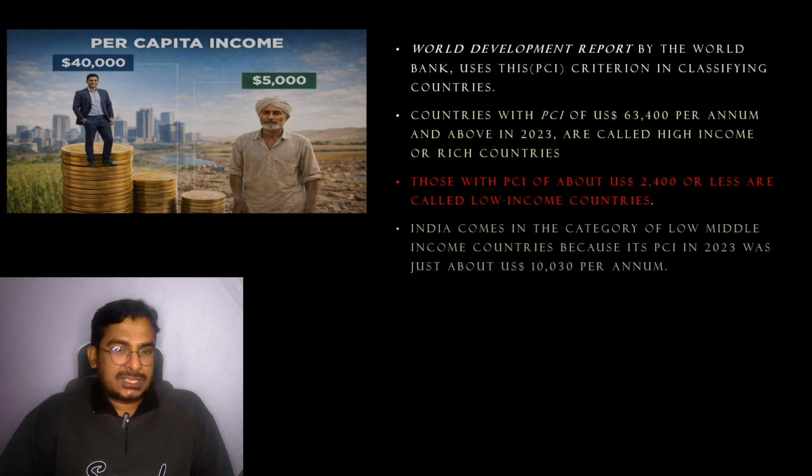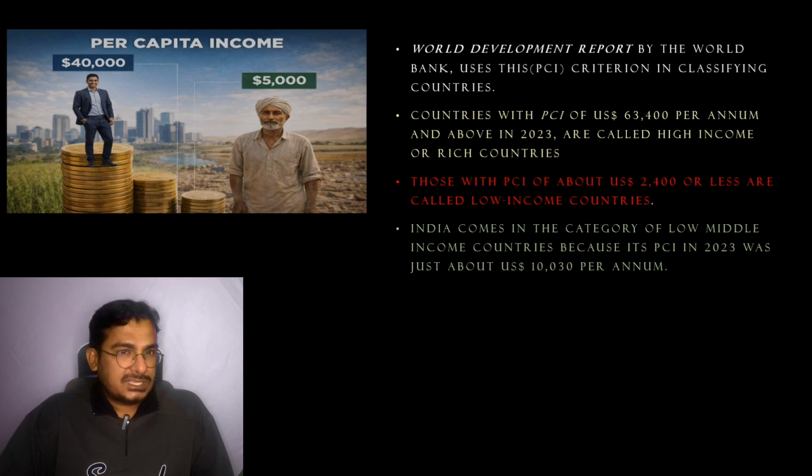Countries with a per capita income of 63,400 US dollars per annum should be considered as high income countries or rich countries. And this number I'm talking about is from 2023. And the countries with less than $2,400 American dollars should be considered as low income countries.